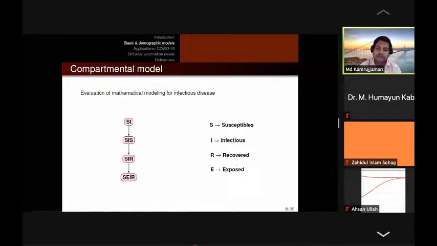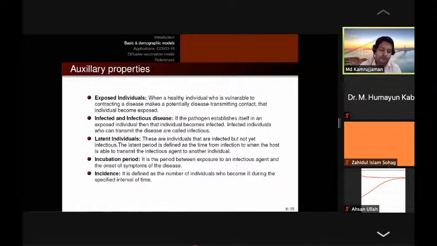So here, just see the notation. S is the susceptible population, I is the infectious population, R is the recovered population, and E is the exposed population. So we should know about the auxiliary points for all these types of populations. The exposed individuals: when a healthy individual who is vulnerable to contracting a disease makes a potentially disease-transmitting contact, that individual becomes exposed.